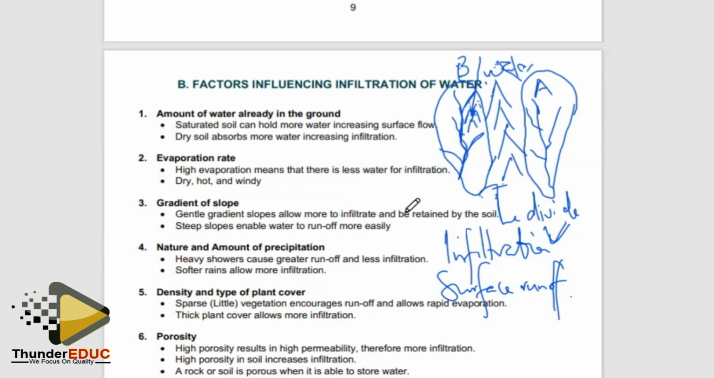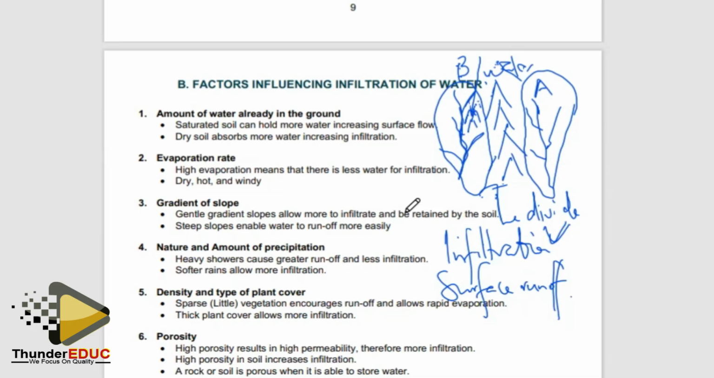Then also gradient of the slope. When I'm talking of the gradient, I think you know what gradient is as a basic concept under Mapwork. Right, we're looking at the steepness of the landscape here. Steep sloping areas do have more surface runoff. And gently sloping areas have less surface runoff and more infiltration. If the gradient is gentle, it means the water will find time to slowly sink into the ground. But if it's steep, it means the water won't find such time and is only forced to flow over the surface as surface runoff.